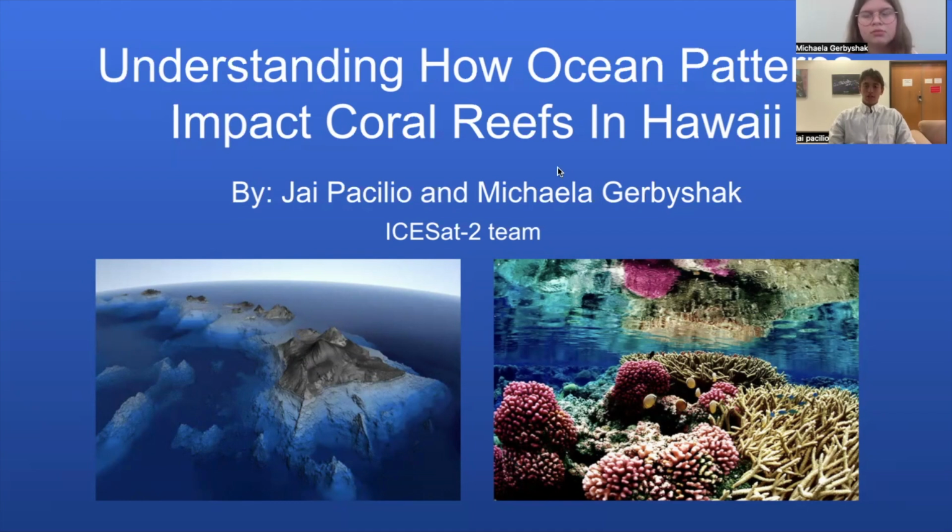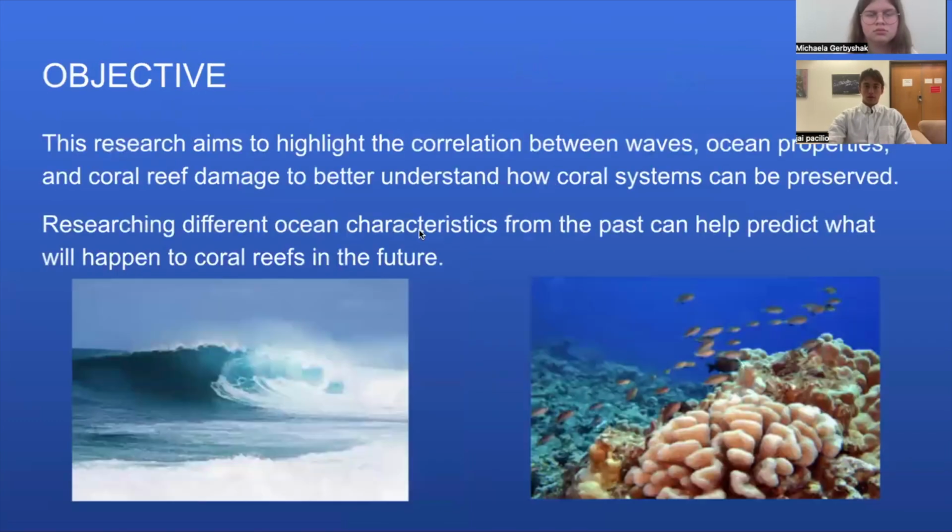Our project is understanding how ocean patterns impact the coral reefs in Hawaii. This research aims to highlight the correlation between waves, ocean properties, and coral reef damage to better understand how coral systems can be preserved. Researching different ocean characteristics from the past can help to predict what will happen to coral reefs in the future.